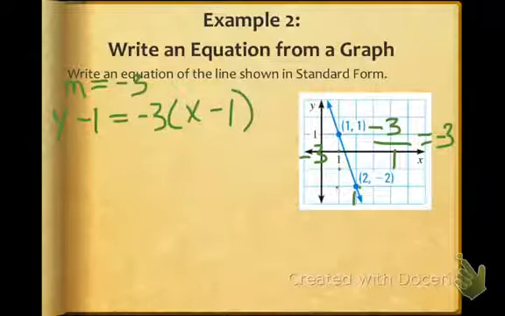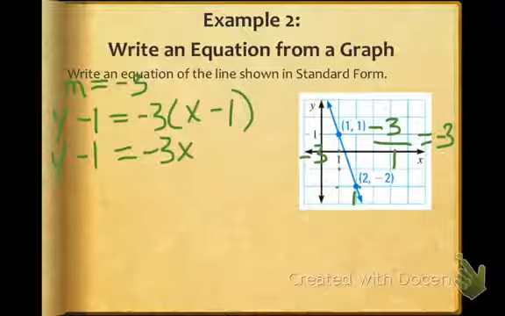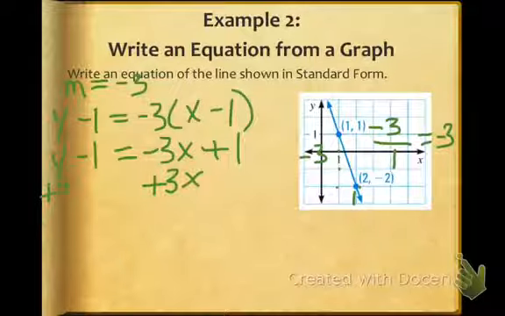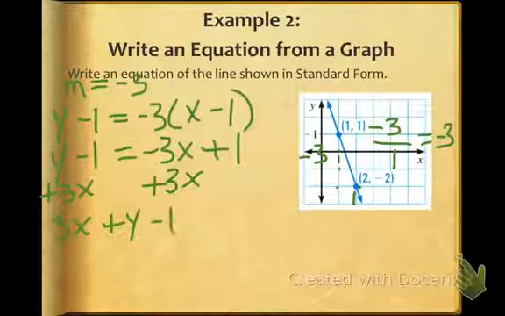Before I can do that, I need to distribute the negative 3. So y minus 1 equals negative 3x. Negative 3 times negative 1 is plus 1. And now I can move that negative 3x over. So I can add 3x to both sides. So I end up with 3x plus y minus 1 equals positive 1.